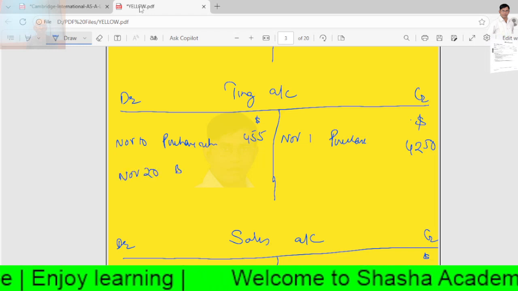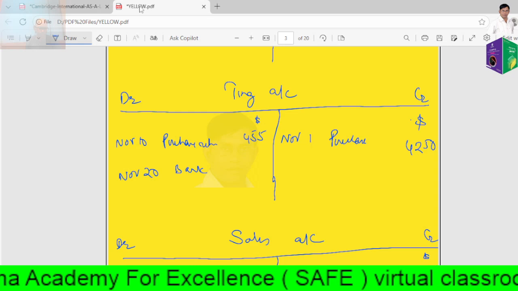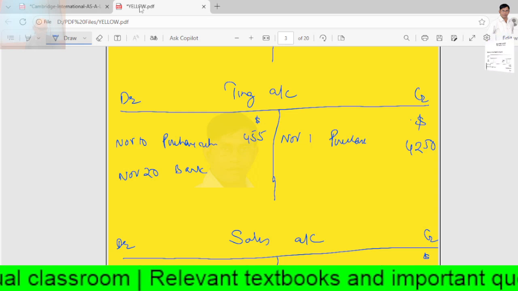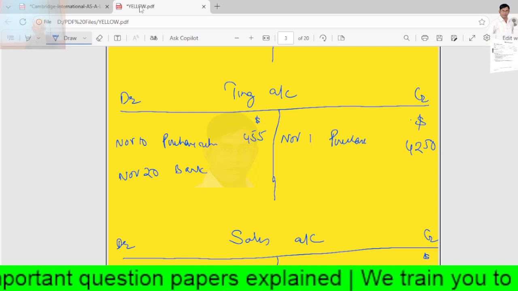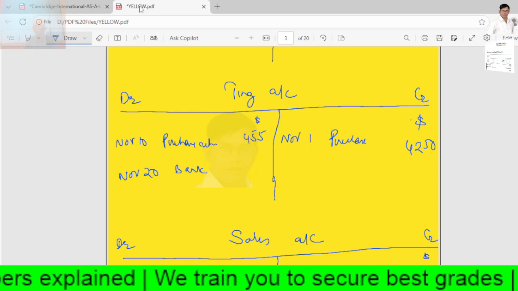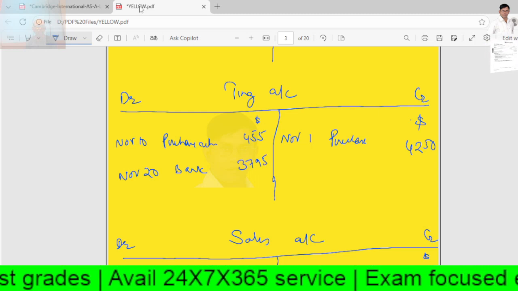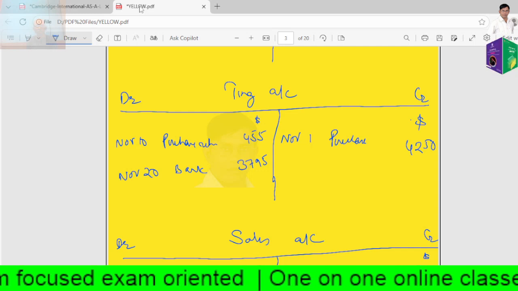So bank. How much have we paid? 4250 minus 455, so it is 3795. So we have to pay 3795 to Tinge.